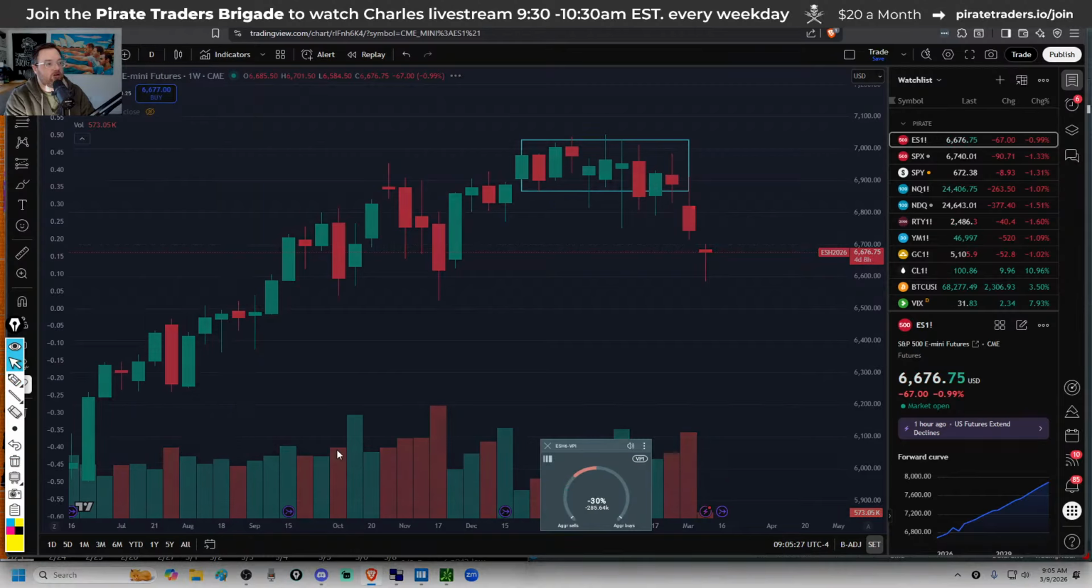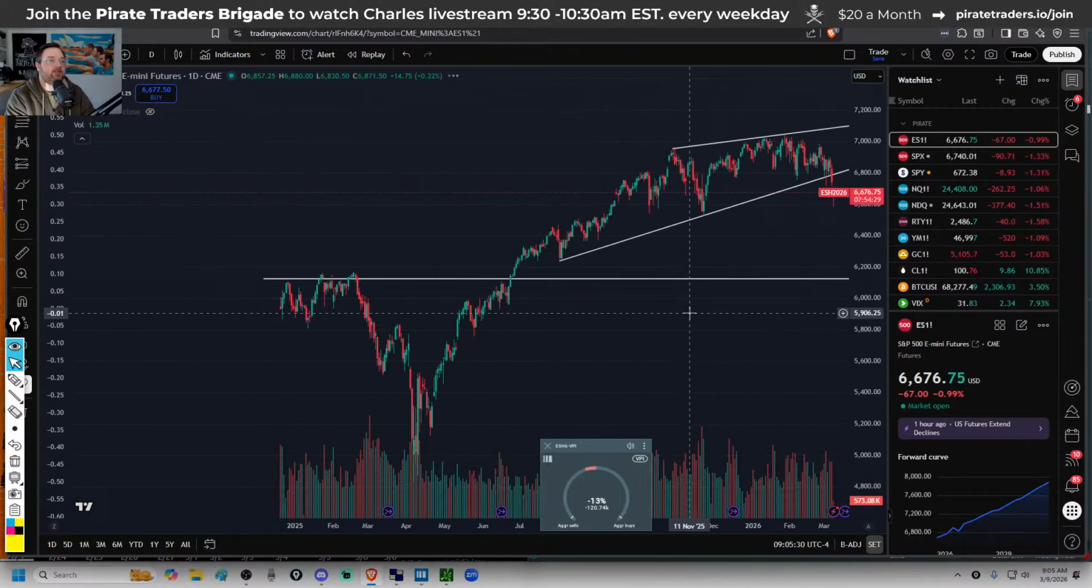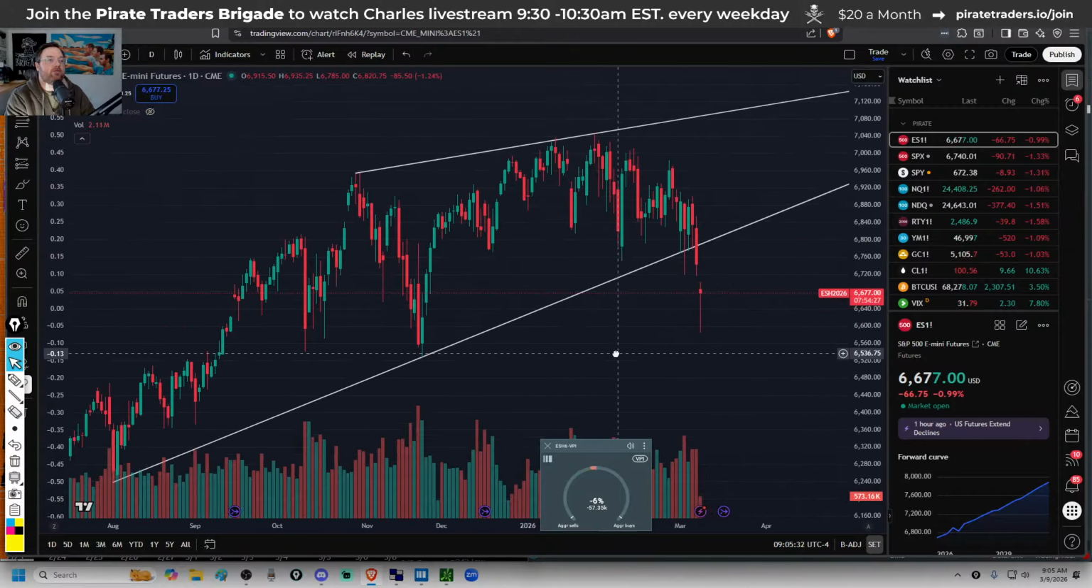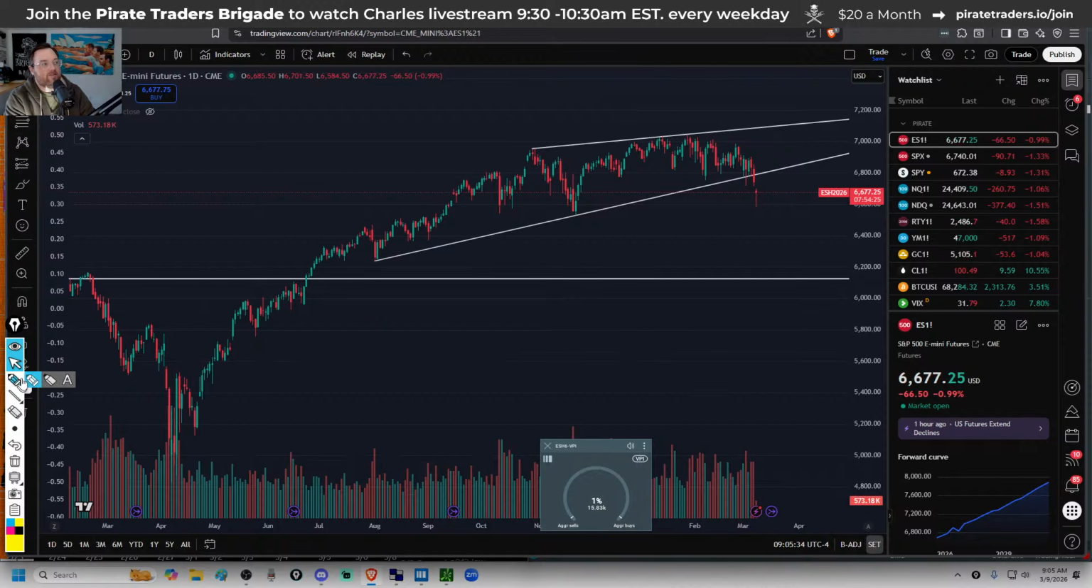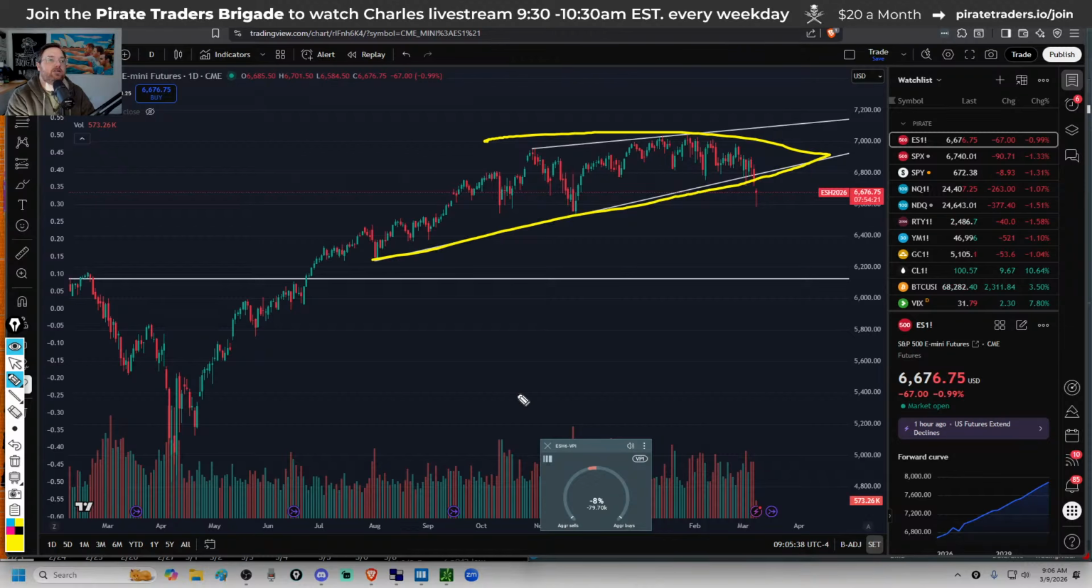Let's zoom in and take a look at the daily chart. Same thing. Just another way of drawing that balance area was this ascending triangle that we had on the daily chart here. That's another form of balance, where we're seeing the market working its way in a range, trying to figure out where it wants to go next.